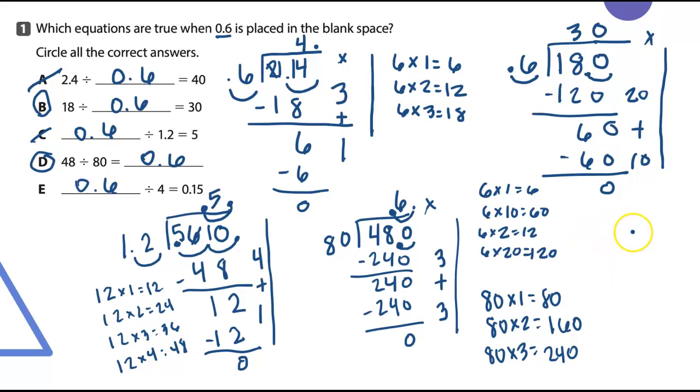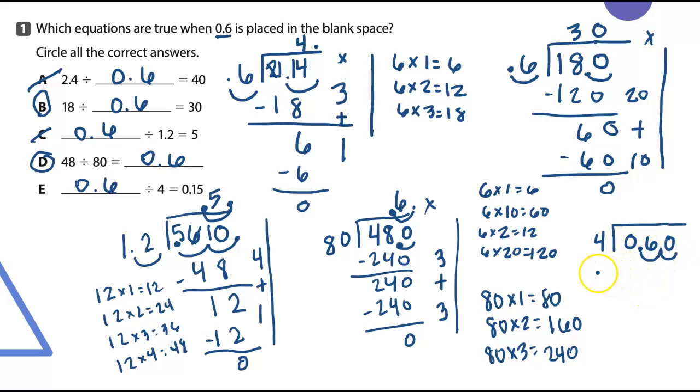So the last one, part E, is 0.6, or 6/10, divided by 4 gives me 15 hundredths. So let's see if they're correct. Well, I know I don't have to do anything to the 4 because it's a whole number, but I do have to move this decimal in here. If I move it once, I get 6. But 4 can't equally go into 6, so I'm going to move it a second time to make it 60. These 2 moves that I made, I'm going to have to move it back to where it came from.